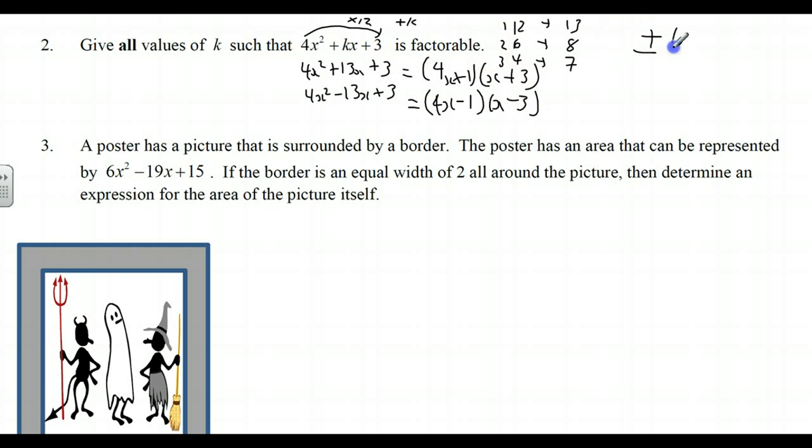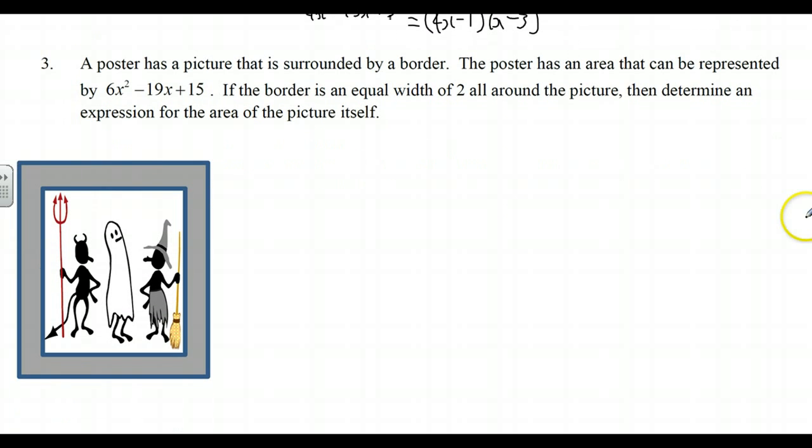A poster has a picture that is surrounded by a border. The poster has an area that can be represented by 6x squared minus 19x plus 15. That's the whole area. If the border is a width equal of 2 all around, then determine an expression for the area of the picture. So we basically need to find the length and the width, which says we need to factor 6x squared minus 19x plus 15. And I hope we have better luck with this one.